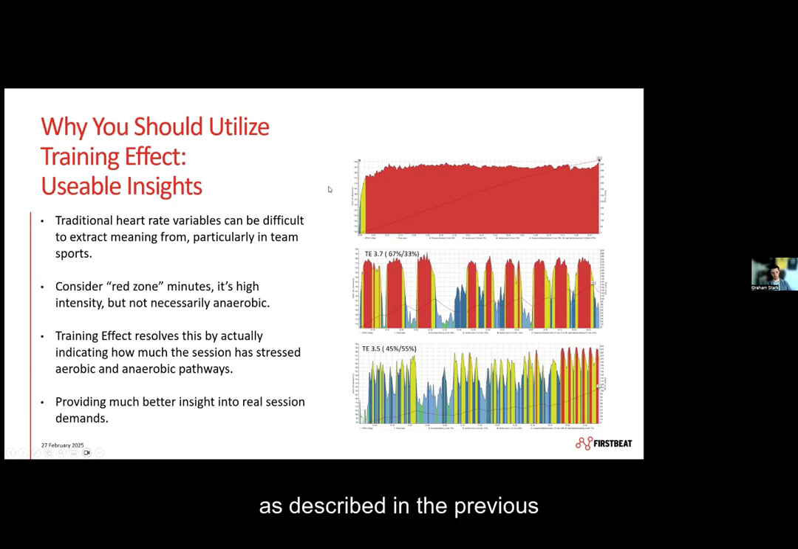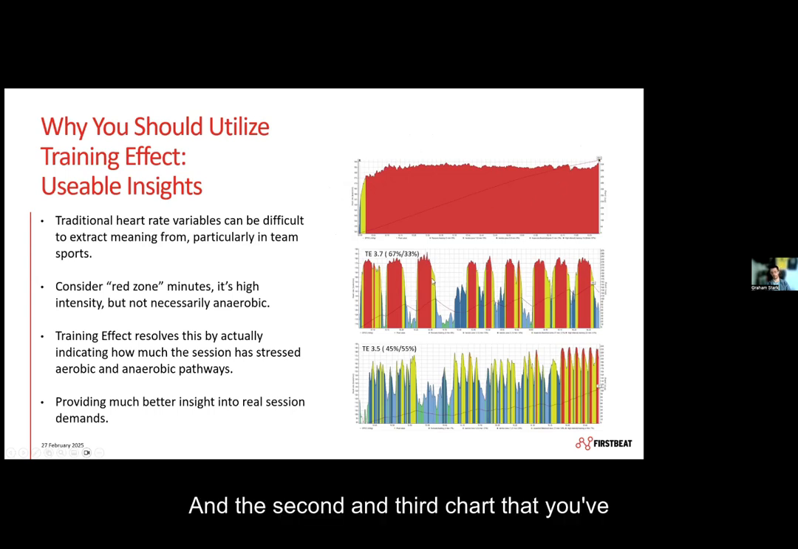But as described in the previous slide, work can be high intensity without getting into those maximal zones. But also you can maintain those really high percentages for a very long time. So it is very high intensity aerobic work, but not necessarily anaerobic work. You can't really infer one or the other just from being in your red zone. That's why utilizing the training effect is really beneficial, because you can get a quantification of how much of the work was aerobic, how much was anaerobic, and get more of an insight into what you've done rather than just the number of red zone minutes.